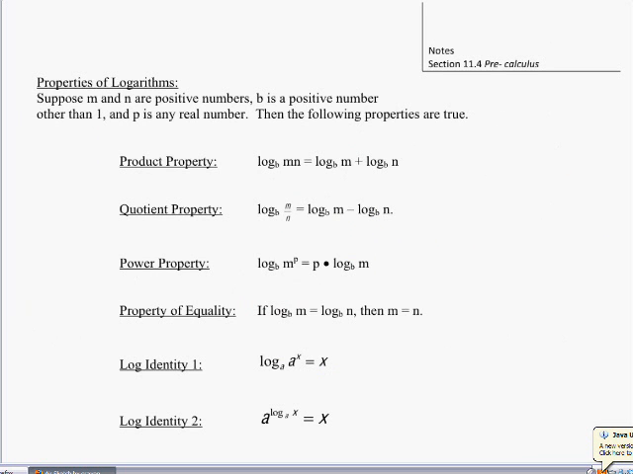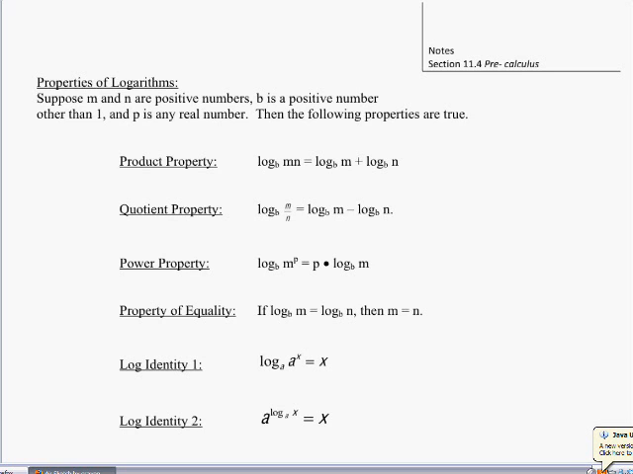Properties of logarithms. These are the same basic properties as the properties of exponents, because logarithms are really just exponents. Suppose m and n are positive numbers, b is a positive number other than 1, and p is any real number, then the following properties are true. The product property.